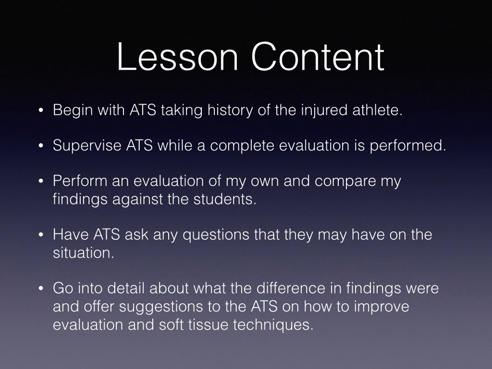The next thing is we want to go into detail about what the difference in findings were, and offer suggestions to the athletic training student on how to improve their evaluation and soft tissue techniques. I want to know that they know what they're doing at this point. I want to understand why they got a different finding. If I say, yeah, it's an ATFL sprain, but they're saying there's possible fibular head fracture, why did they get that?